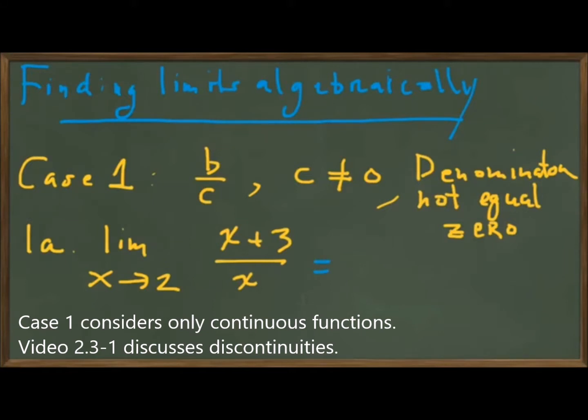In the numerator that gives us 2 plus 3, in the denominator 3, and we get a result immediately, 5/3. We have found the limit. So all we had to do was plug our x value 2 into our function, and because the denominator did not equal 0, there was nothing complex to determine in this case. So let's look at another example of this type.